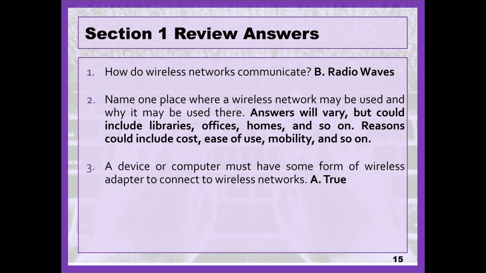Section 1 Review Answers. Question 1. How do wireless networks communicate? B. Radio waves. Question 2. Name one place where a wireless network may be used and why it may be used there. Answers will vary, but could include libraries, offices, homes, and so on. Reasons could include cost, ease of use, mobility, and so on. Question 3. A device or computer must have some form of wireless adapter to connect to wireless networks. True.